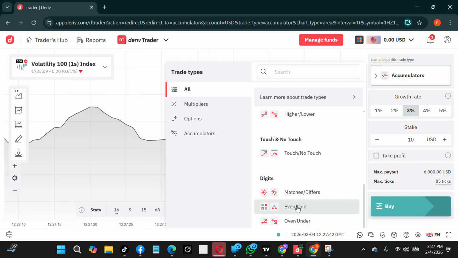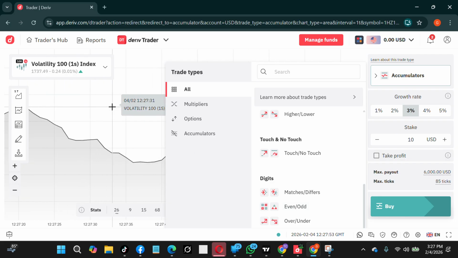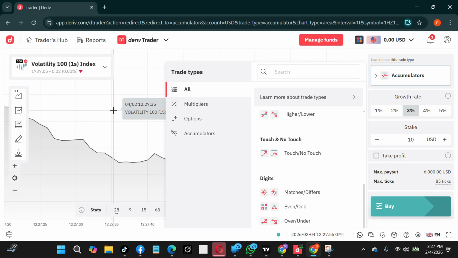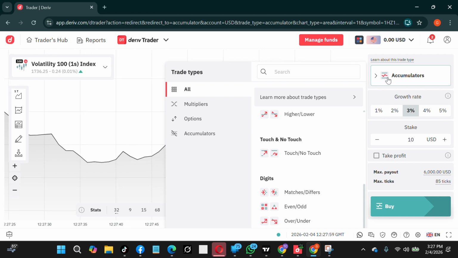Now what are we predicting? We are predicting the asset's movement. Now we are done with that prediction. I said we'll be dealing with rise and fall, matches differ, even, odd, and over under. So I've just explained about that. Now let's proceed to the next point.